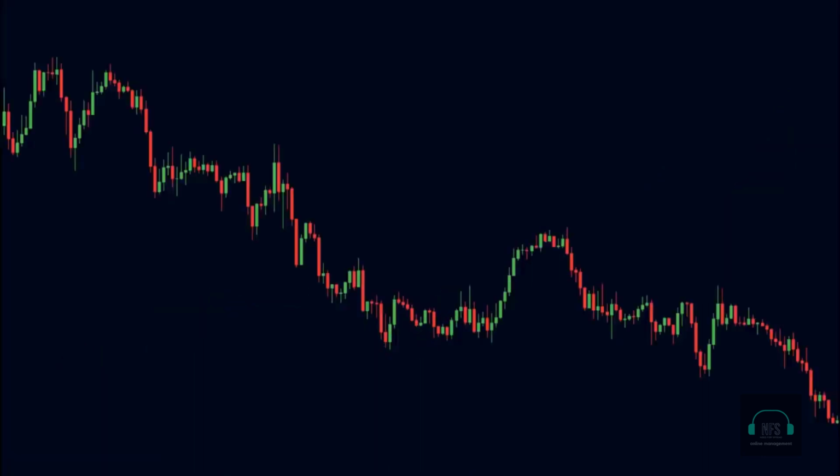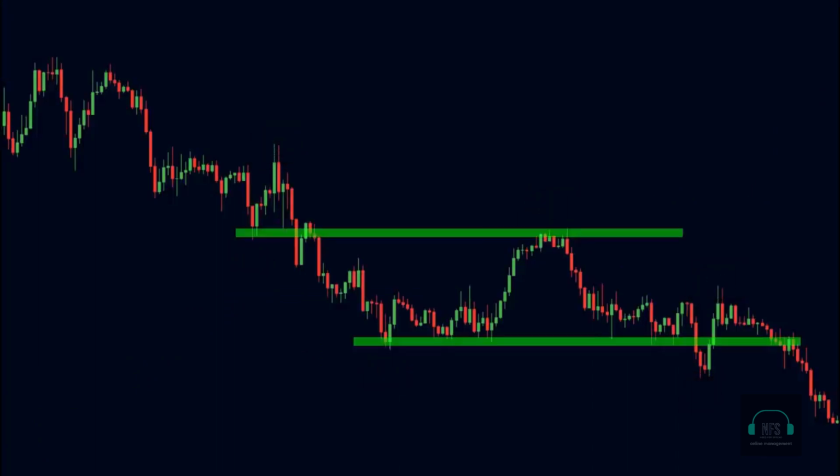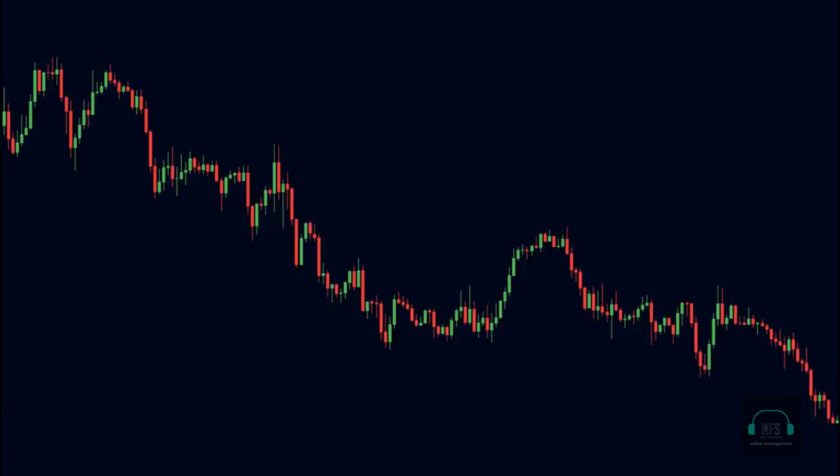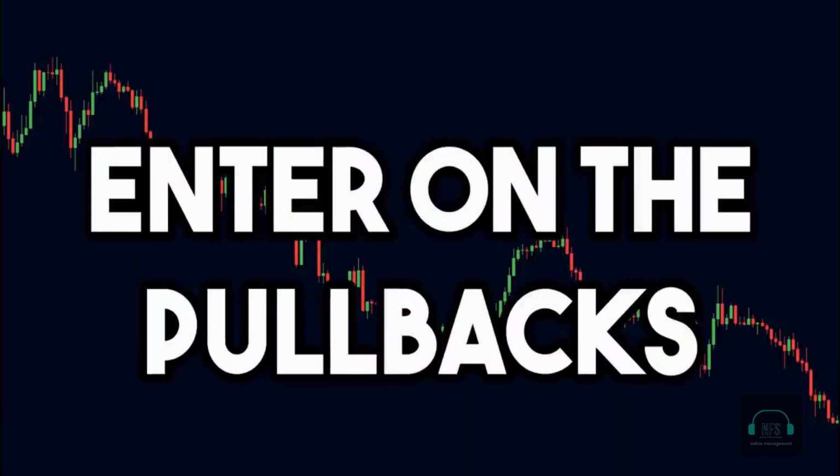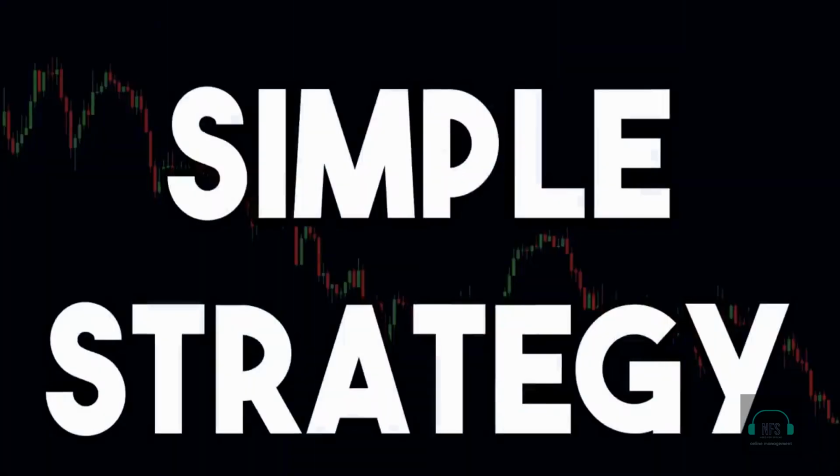On the other hand, in a downtrend, we see that the price makes lower highs and lower lows. The price also keeps on breaking below support levels to create new lows. The best way to trade in trending markets is to enter on the pullbacks. So here is a simple strategy to enter on the pullbacks.